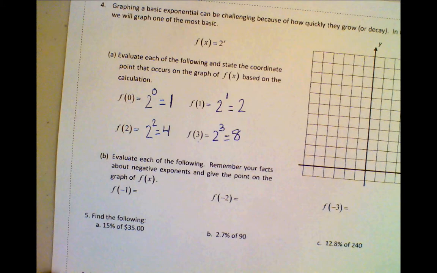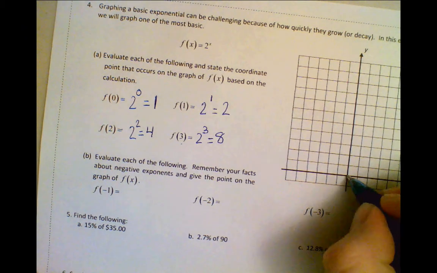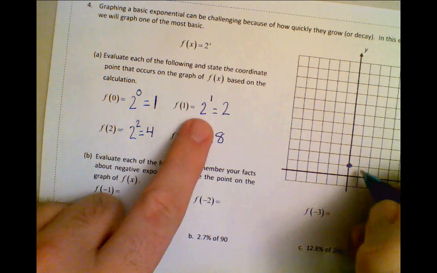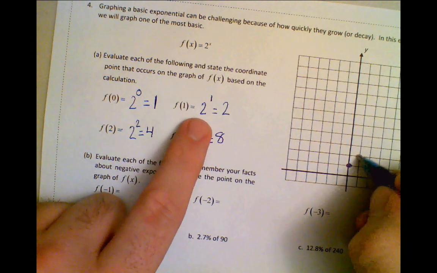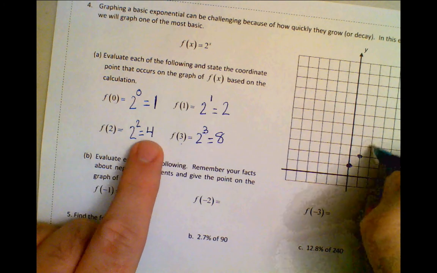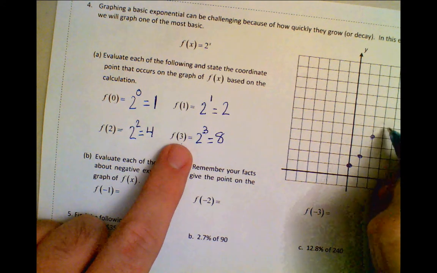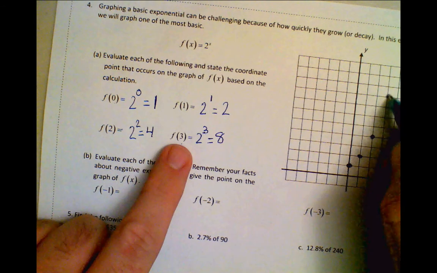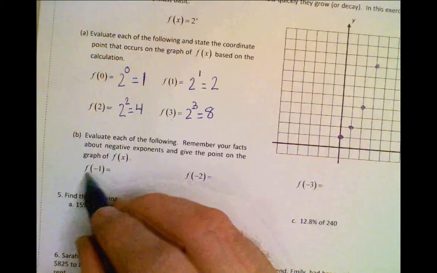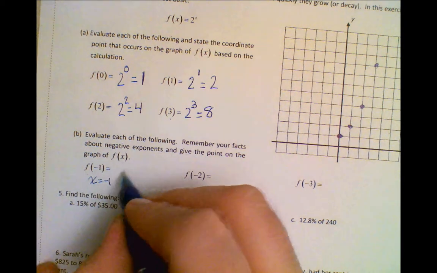Okay. Now, let's plot these points. Okay. So when x is 0, y is 1. Okay. When x is 1, y is 2. When x is 2, y is 4. When x is 3, y is 8. Now, the next part wants us to deal with the negative values. So in this case, I have f of negative 1. Remember, this is when x equals negative 1. So, in this case, we take 2 raised to the negative 1 power.